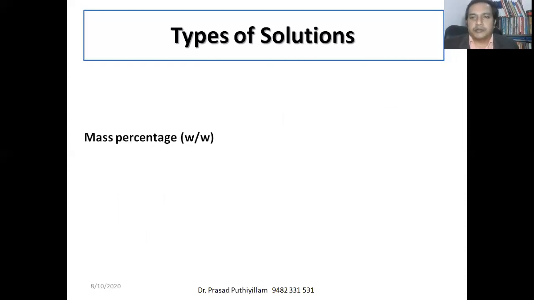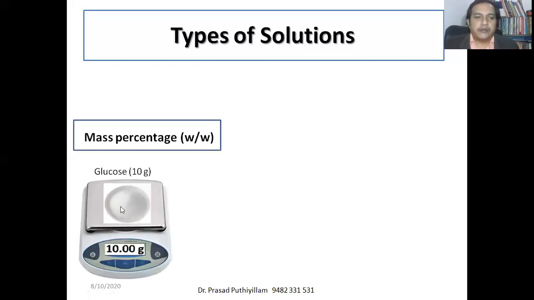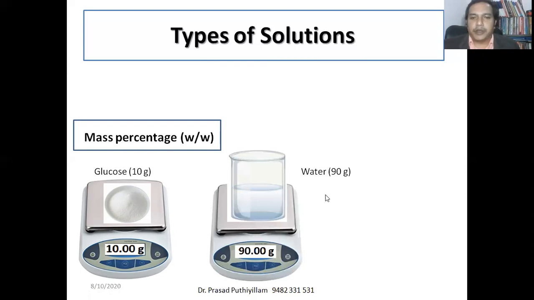Mass percentage. Mass percentage means how much mass per how much mass, that is W per W, weight per weight. Let us take an example. Say we weigh 10 grams of glucose, not counting the pan in which the glucose is taken, that is tared off. The total glucose is 10 gram. Likewise, water: it is not 90 ml, it is 90 gram. It is weighed, and we keep adding water until the reading comes to 90 gram. We tare off the weight of the beaker, and only the water's weight is measured. We have to take 90 gram of water.